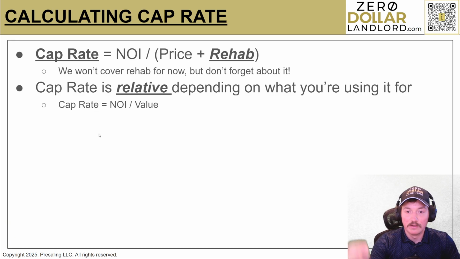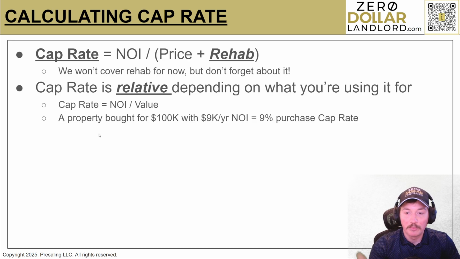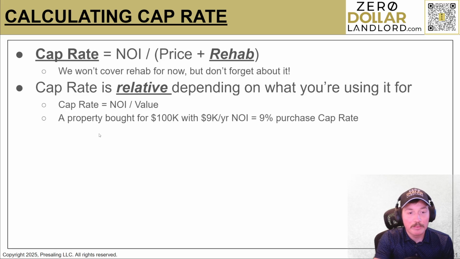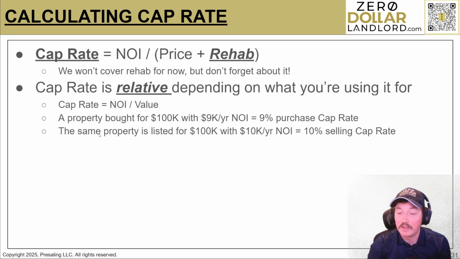For instance, you can say cap rate is NOI divided by value if you're selling. So if a property is bought for $100K with $9K a year net, that is a 9% purchase cap rate. And again, I'm saying purchase cap rate to specify it's on purchase, not on sell. If I turn around and list it with $10K a year net at $100K, then I'd be selling it as a 10% cap rate.